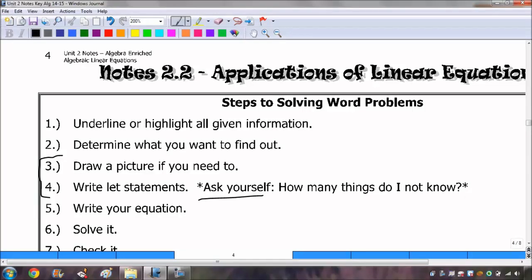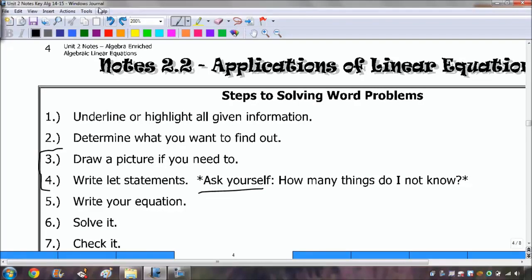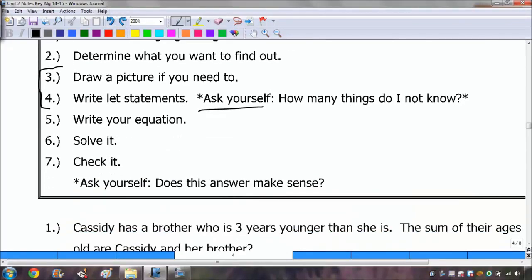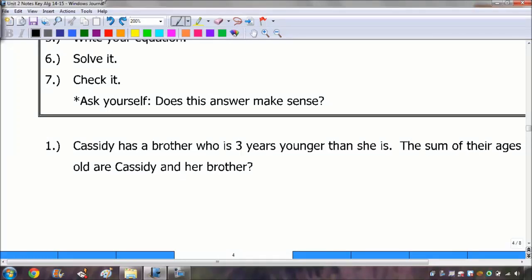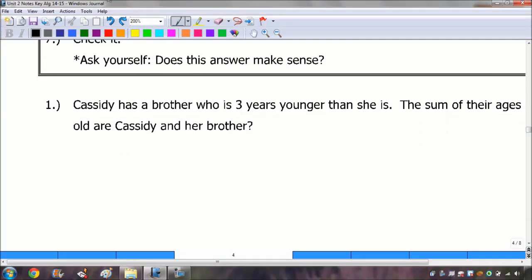Okay? Then once you figure out what your let statements are, you're going to write your equation. And writing your equation is super easy once you have your let statements, okay? Then you're going to solve your equation and then you're going to check it. And when you do that, you have to ask yourself, does your answer make sense?